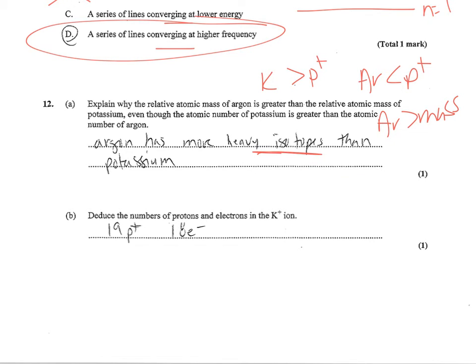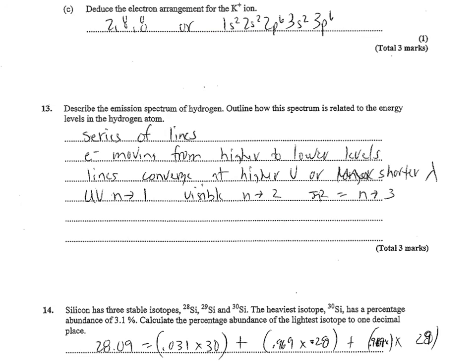Part B, deduce the number. A lot of people ask what deduce means. It just means reason out or figure out the number of protons and electrons in the K+. So again, if you look up potassium, you see it's element number 19. So that means it has 19 protons. That's solid. That's not going to change. If it's picked up a plus one charge, it has to have given up an electron to do that, leaving it 18 electrons.